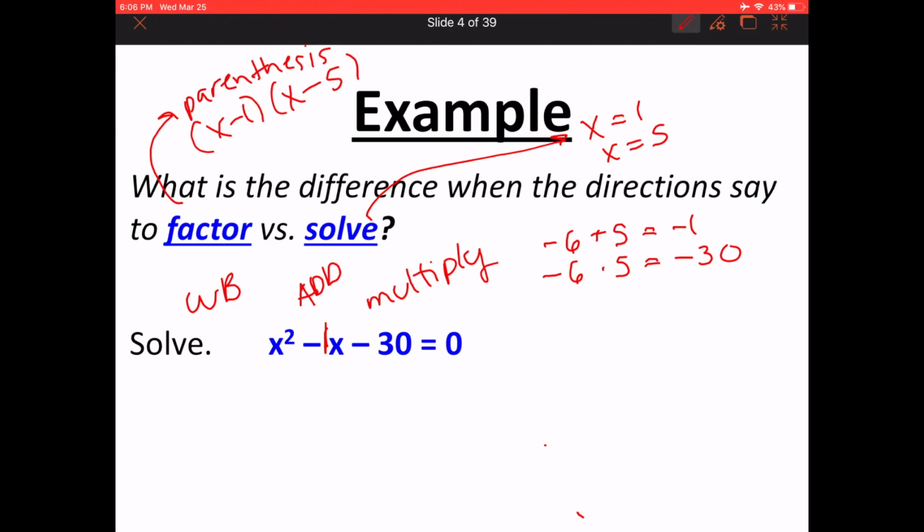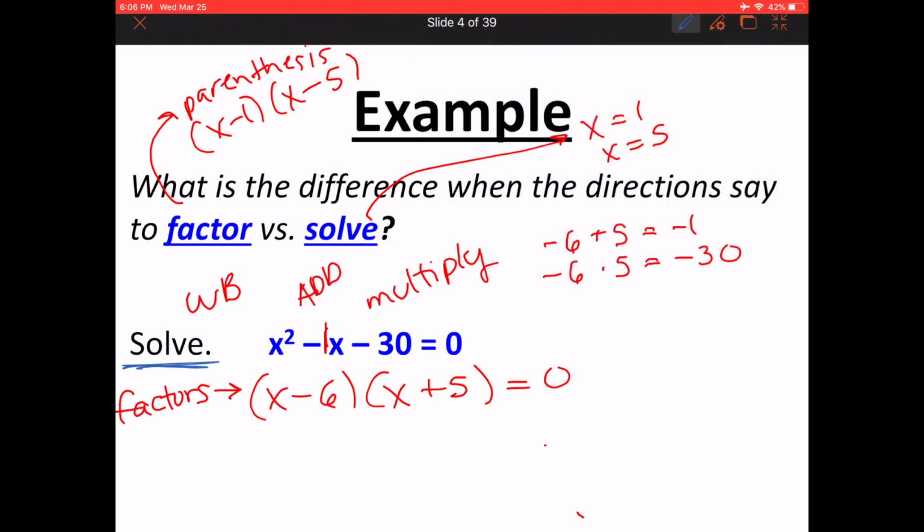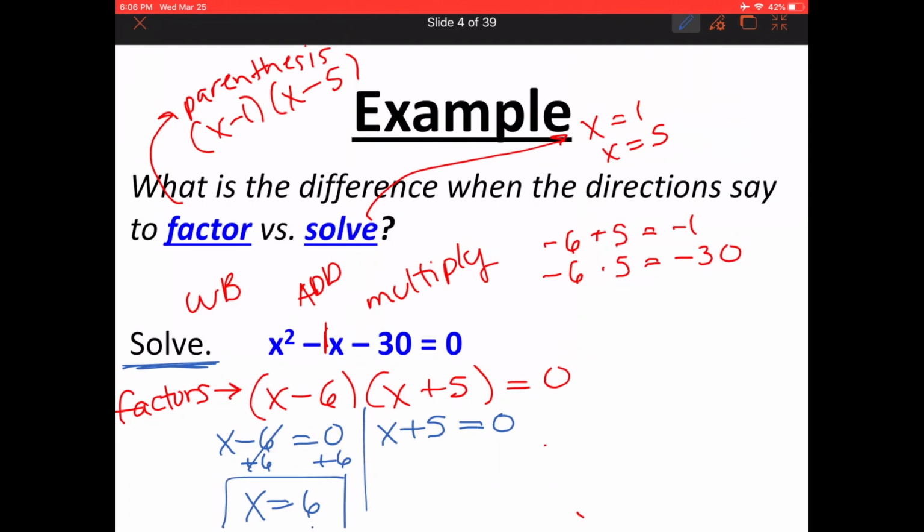So now that I have my two numbers, I'm going to factor this. X minus 6, x plus 5, okay? And remember, these are the factors. So if the directions said to factor, you would be done. But the directions don't say to factor, the directions say to solve. So in order to solve, I set each factor equal to 0. So I'm splitting them up. X minus 6 equals 0, x plus 5 equals 0, and now I'm just going to solve. I add 6 to both sides, and I get x equals 6, and then I subtract, oh boy.